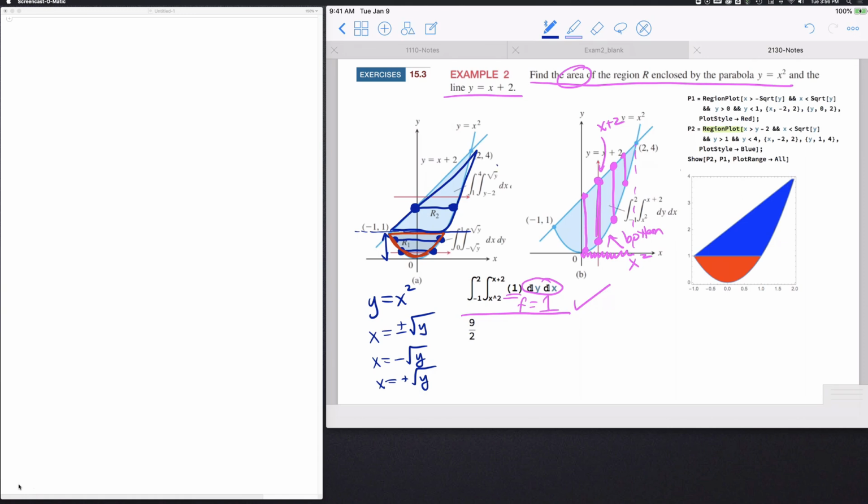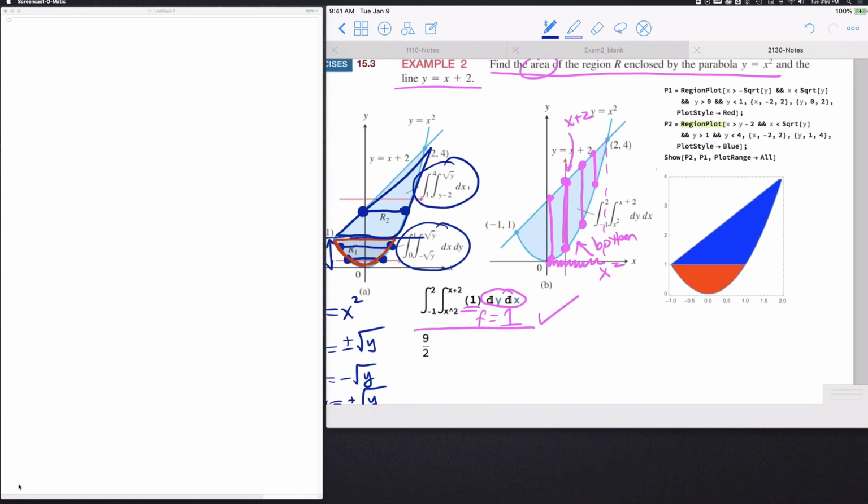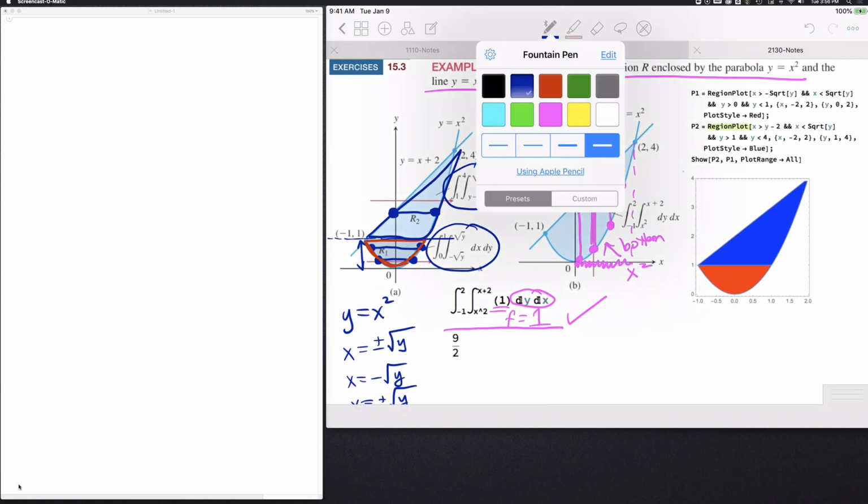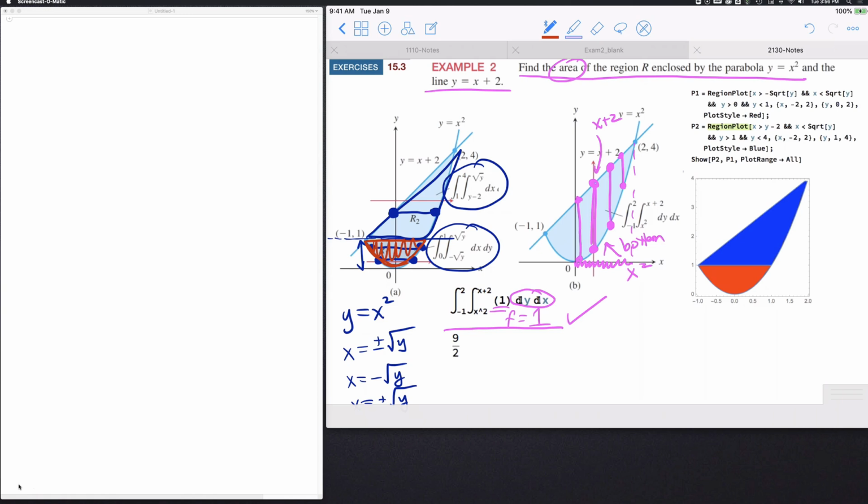And that is why they're setting up two different double integrals here. If you take their limits of integration, the red region here, and do a region plot on that, x is bigger than the negative square root of y but less than the square root of y, y is bigger than 0 but also less than or equal to 1. So this P1 region is the red region shown right here.